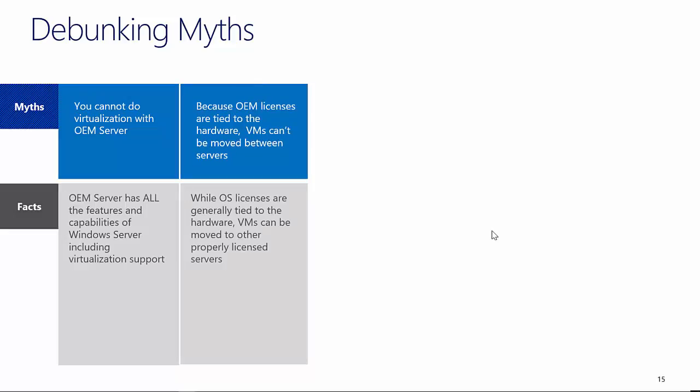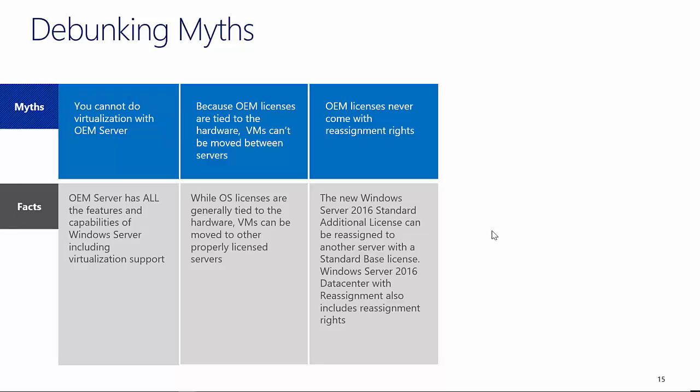Because OEM licenses are tied to hardware, VMs can't be moved between servers. Well, this is the one that we just addressed. The important thing to understand here is that the other servers that you're moving to need to be appropriately licensed, and that's really the only trick to that. Now, we also have just seen that OEM server licenses can come with reassignment rights, but it's only for particular editions. So in this case, it's the Server 2016 Standard Additional License and the Windows Server 2016 Data Center with reassignment.